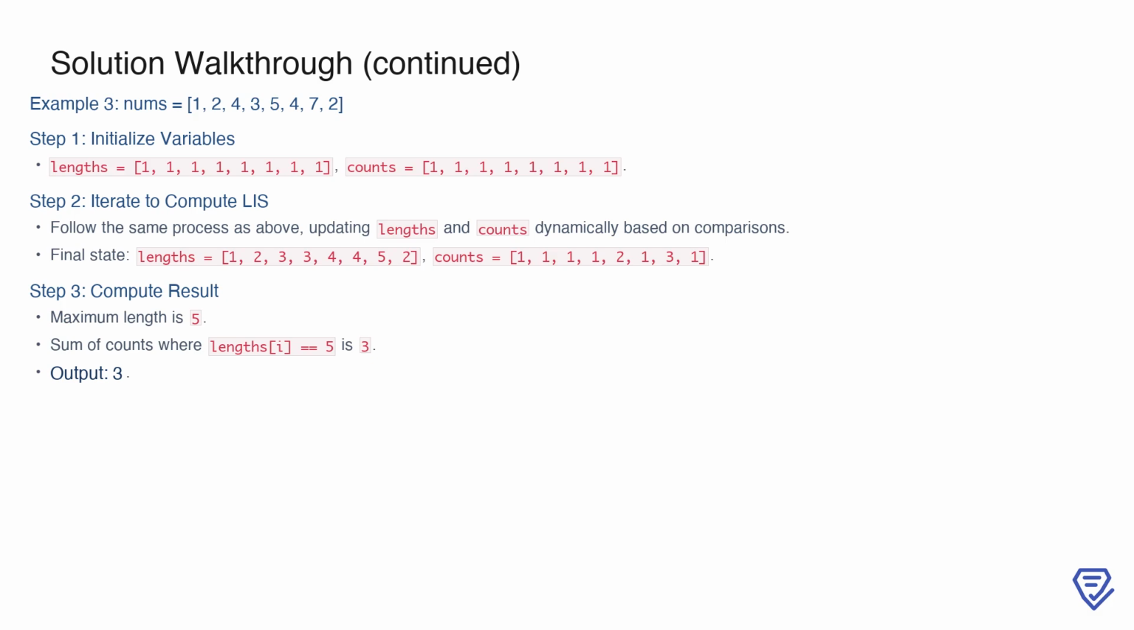After completing the iteration, the final state is lengths equals [1, 2, 3, 3, 4, 4, 5, 2], and counts equals [1, 1, 1, 1, 2, 1, 3, 1]. The maximum length of any LAS is 5, and there are 3 such subsequences. This is calculated by summing the counts where lengths[i] equals 5. Therefore, the output for this example is 3.